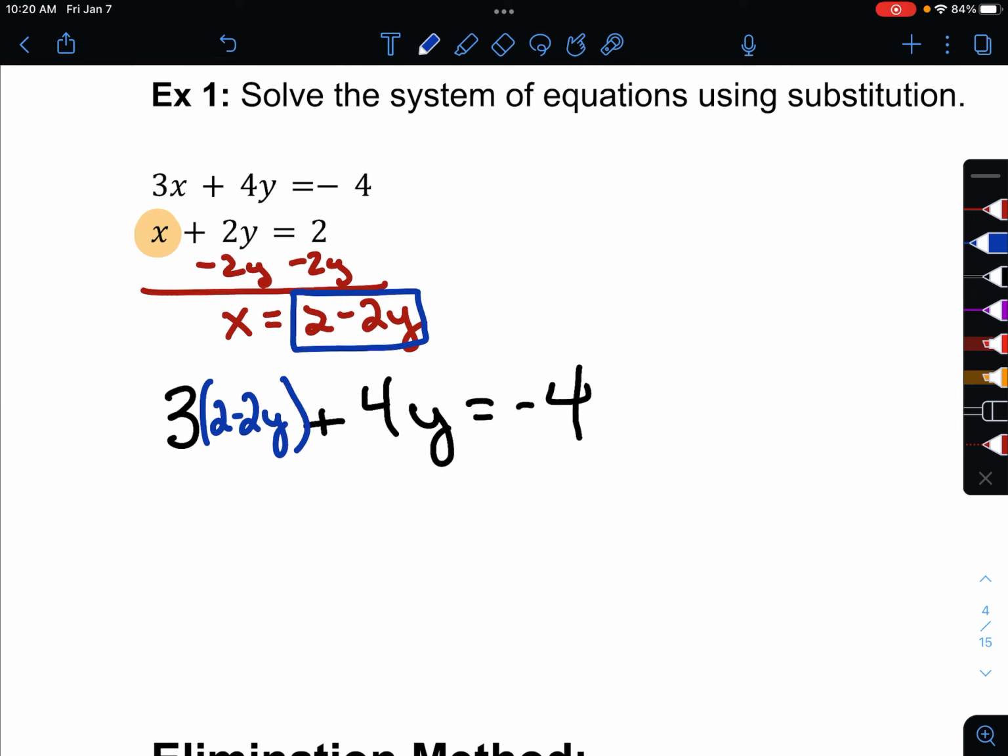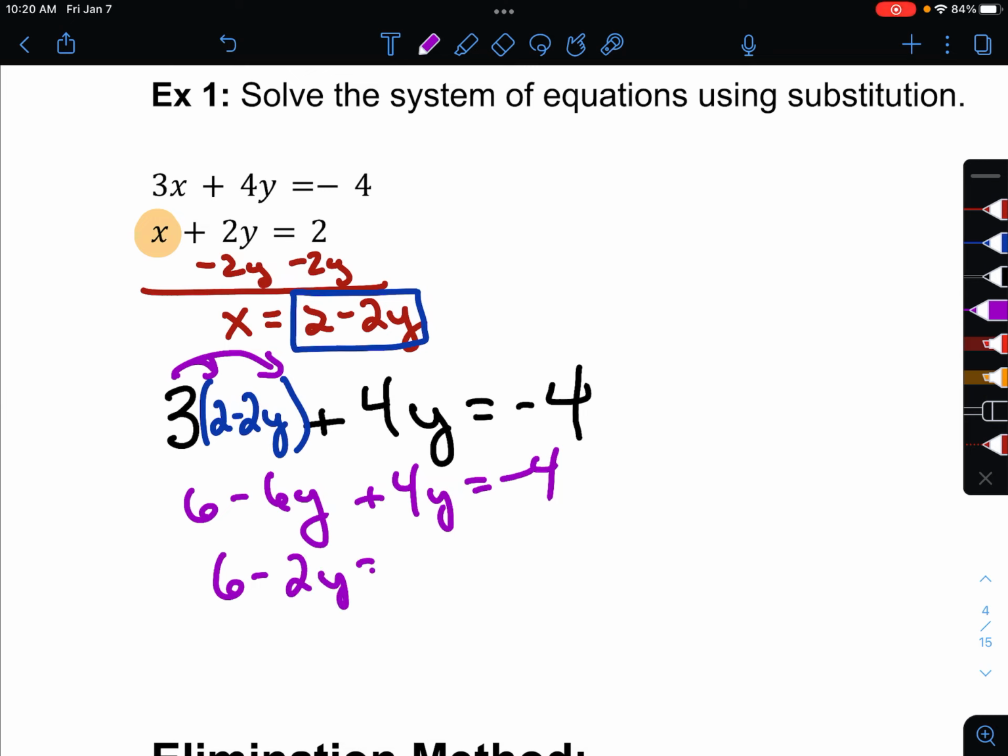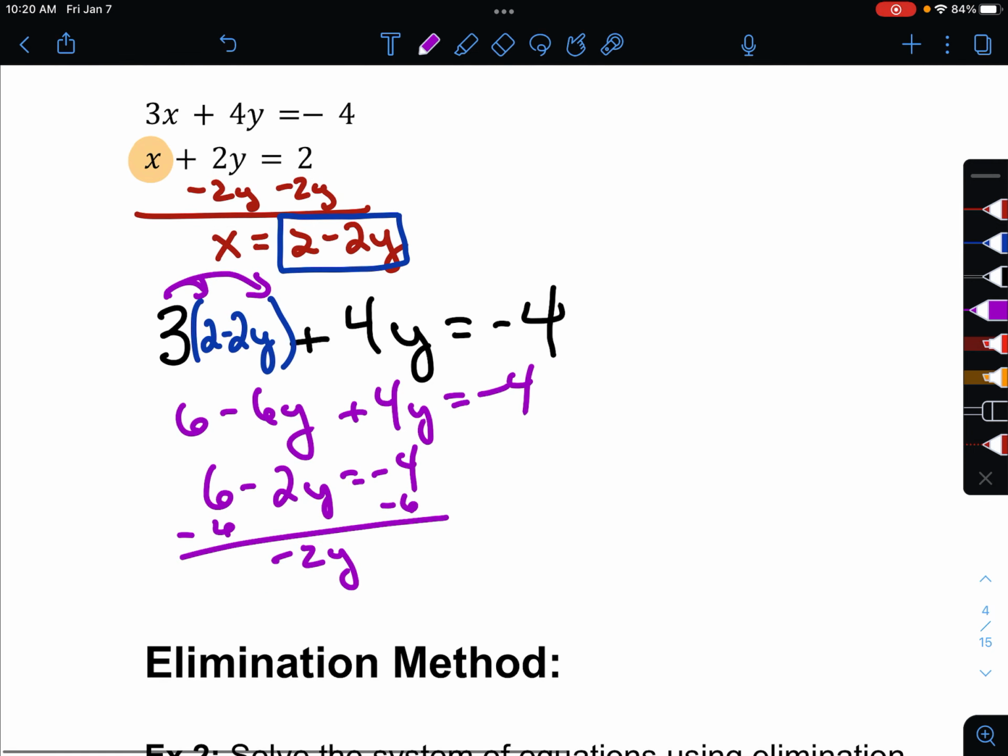That's really important. So remember I said there was a second trick to this, and the second trick is that we have to do the distributive property. So we launch our little missiles here and get 6 minus 6y plus 4y equals negative 4, and now we're pretty well home free, right? We're just solving an equation. 6 minus 2y equals negative 4. We minus 6 on both sides, we get negative 2y equals negative 10, y equals positive 5 when you divide by negative 2 on both sides.